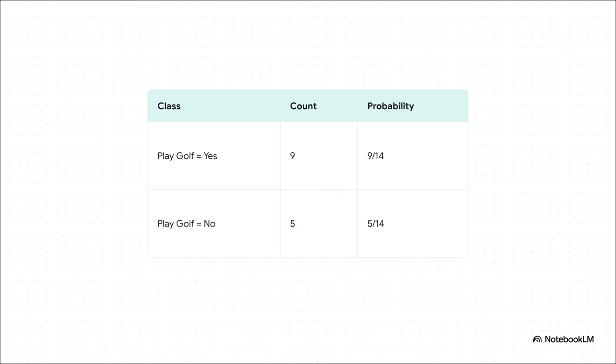So let's just imagine we've got data from the last 14 days. On 9 of those days, we ended up playing golf. On the other 5, we didn't. So our starting or prior probability of playing golf is just 9 out of 14, and the chance of not playing is 5 out of 14. Easy enough, right? That's our starting point.